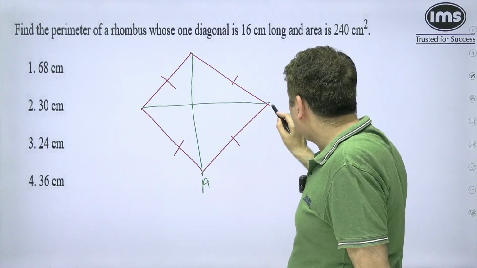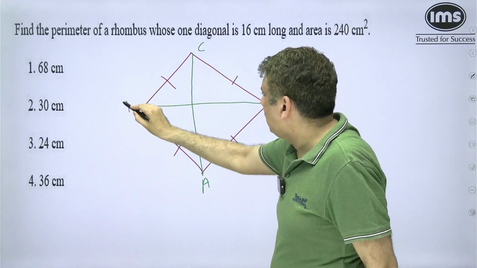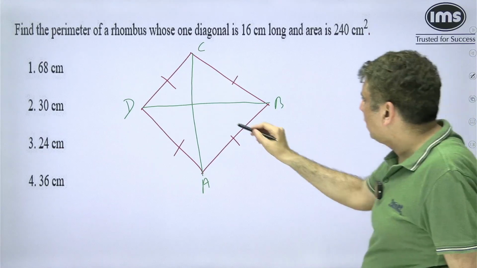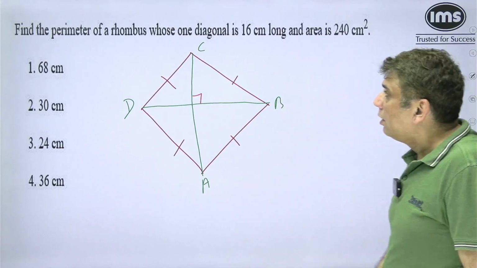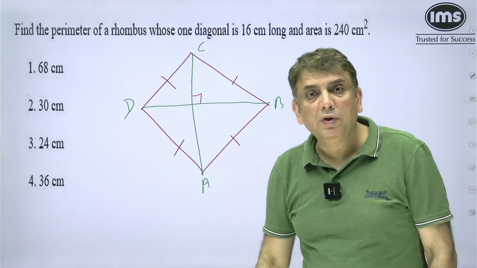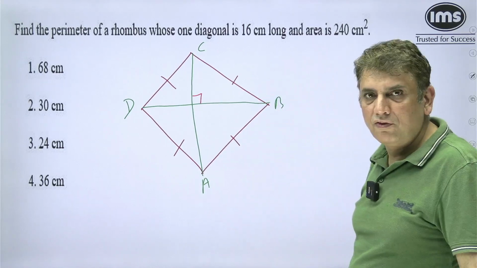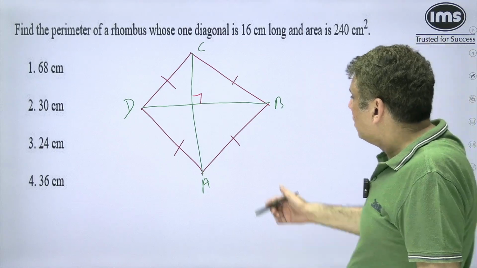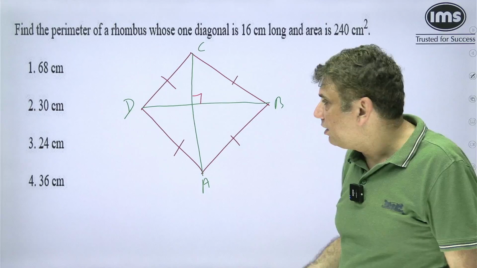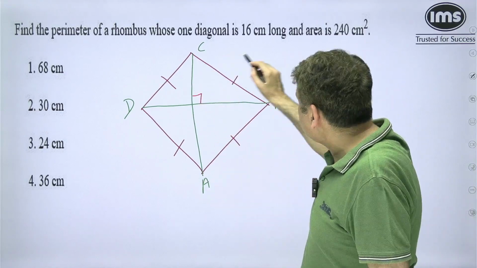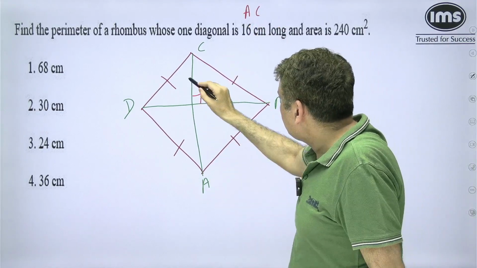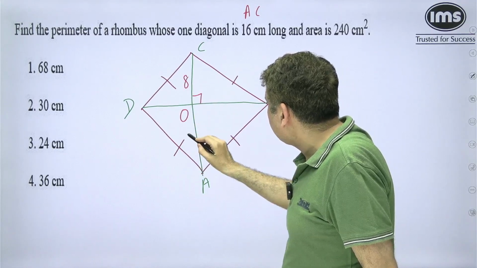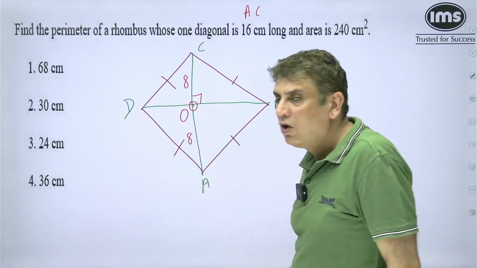So this is rhombus ABCD. All sides equal and diagonals bisect each other at 90 degrees. Now we need to find the perimeter of the rhombus, which means we need to find the side of the rhombus, and 4 into side will be the perimeter. One diagonal is 16 centimeter. So diagonals bisect each other at 90 degrees. So let's say diagonal AC is 16 centimeter, which means this point of intersection, let's say it's O, this becomes 8, this becomes 8, because this will be the midpoint of both the diagonals.